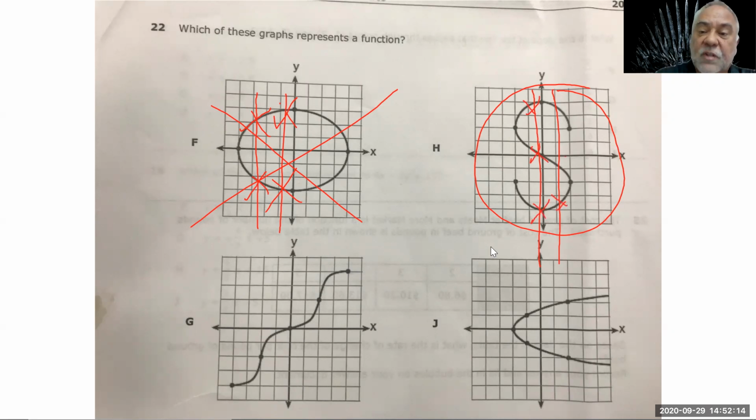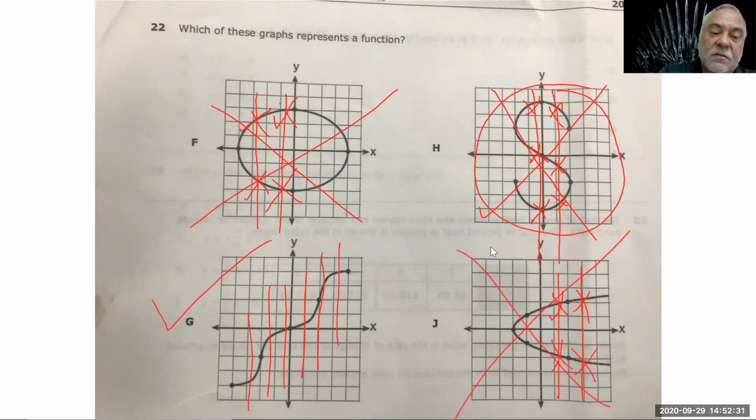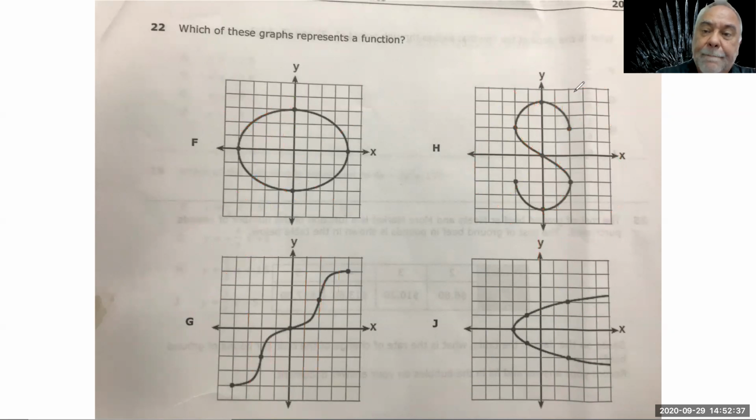Okay, intersects in 3 spots. So it's not that one. Vertical line test. No matter where I draw the vertical line, it only intersects it at 1 point. So that one looks good. Let's do it here. Nope, intersects multiple points. So it's not that one. So the answer is G.